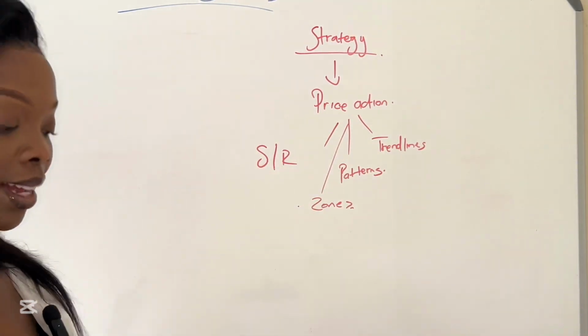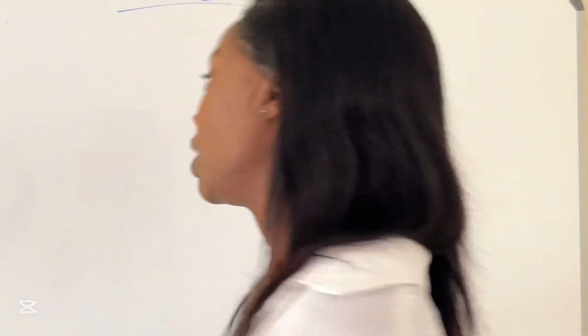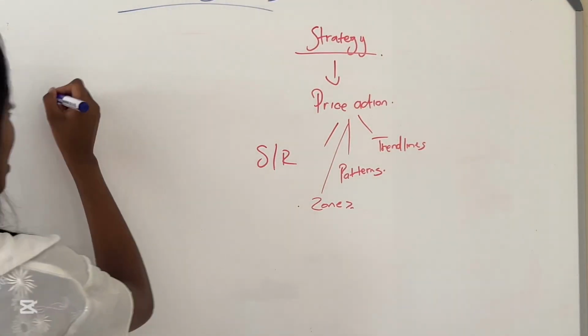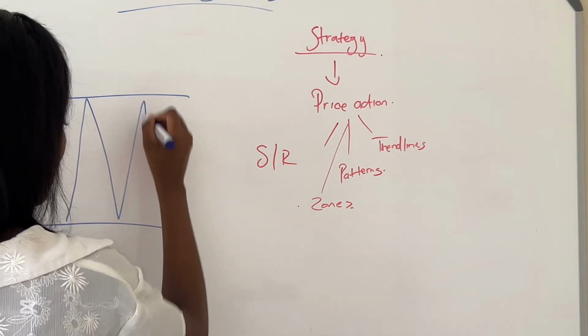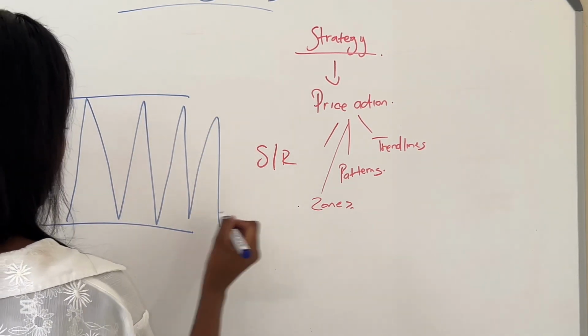Let's start here. What is support and resistance? How does support and resistance work? Support and resistance is basically 2 lines that box the chart. This is your chart.